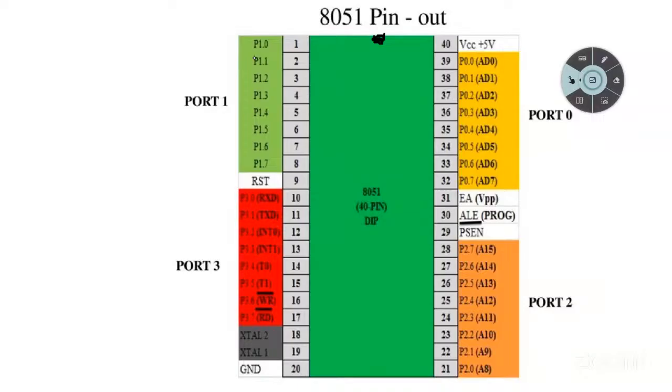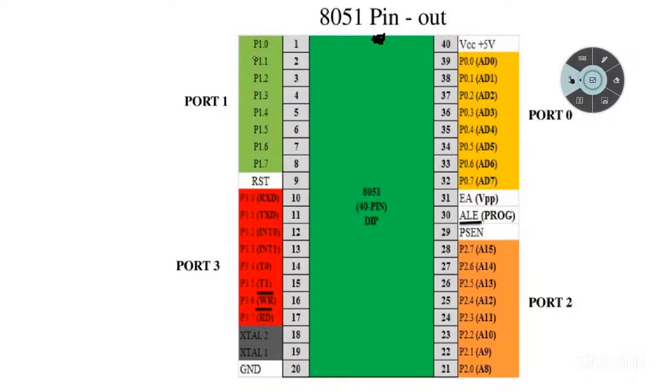P0.1 is the second pin. P0.2 is the third pin. Like that, the last one is P0.7. So any input output can be directly done through port 0, port 1 or port 2. The remaining functions are also there.